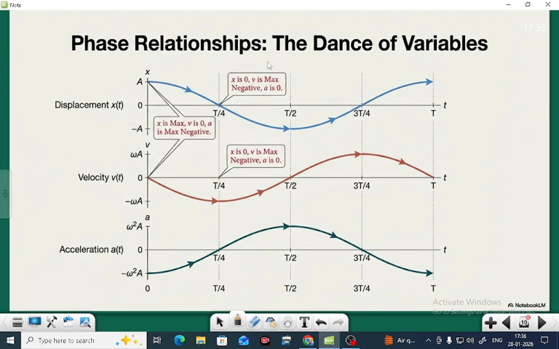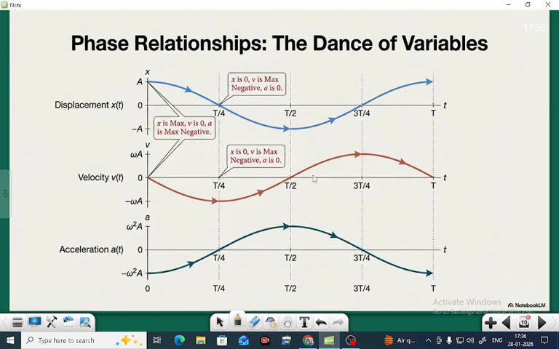This one, phase relationship, the dance of variables. This is displacement. You see here, displacement can be represented at T by 4, here it is T by 2, it is 3T by 4, and it is T, right? Velocity can be represented in this way: it is T by 4, it is T by 2, it is 3T by 4, this is T, right? When x is 0, v is maximum.